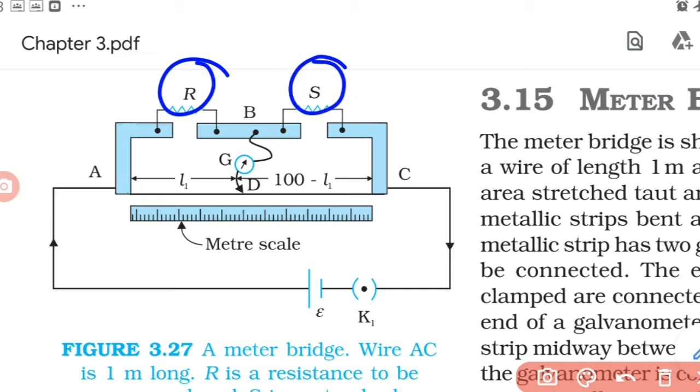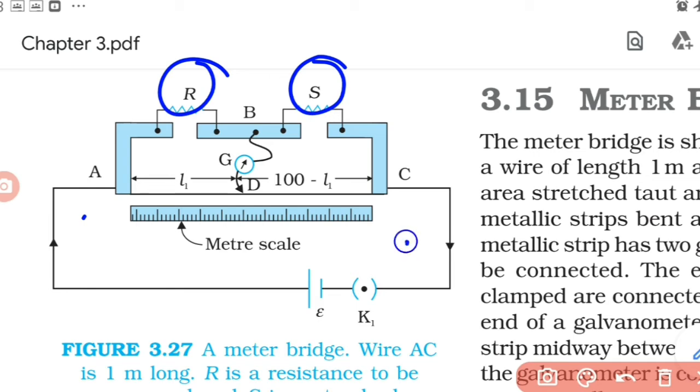When we press the wire AC with the sliding contact, the jockey, the wire AC is divided into 2 portions, AD and DC. So what is the whole length AC? AC is 1 meter or 100 centimeter. If we take AD as L1, DC will be equal to what? 100 minus L1. Hope you followed.